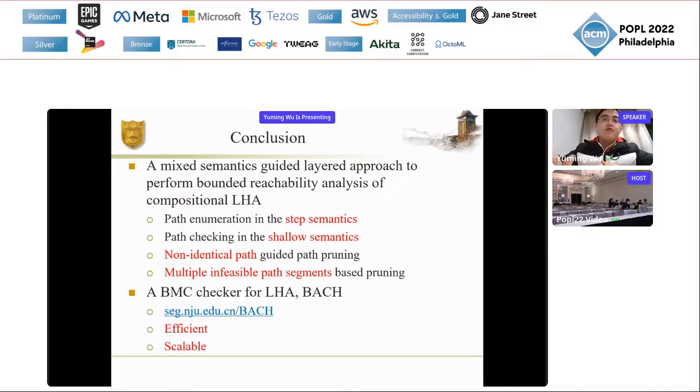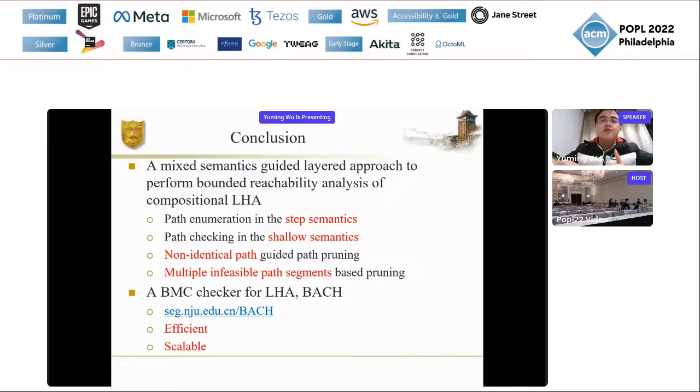Finally, to conclude, we presented a mixed semantics guided layered approach to perform bounded reachability analysis of compositional linear hybrid automata. Instead of encoding the complete bounded state space into one SMT problem as classical methods do, we enumerate candidate paths in the step semantics in the discrete layer and then check the feasibility of candidate paths in the shallow semantics in the continuous layer. This approach has been implemented into a BMC checker for CLHA, BACH, and we will put it on the website in a few days.